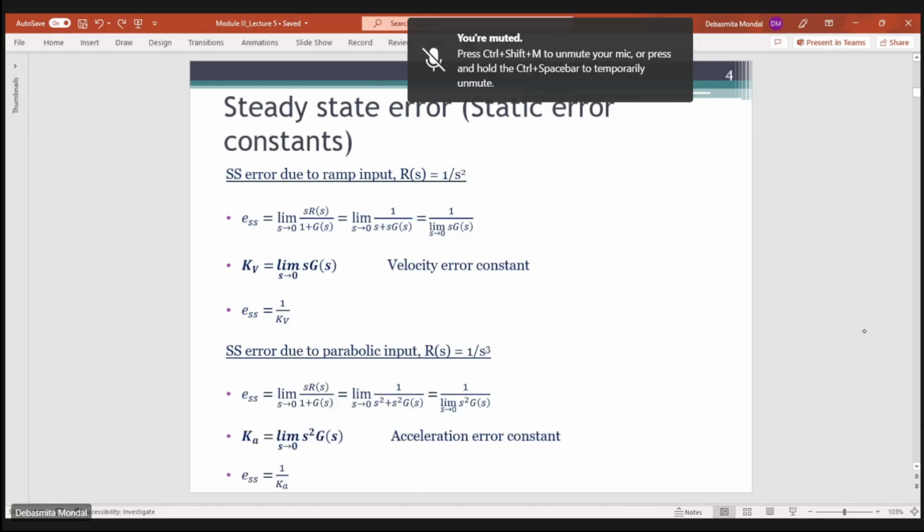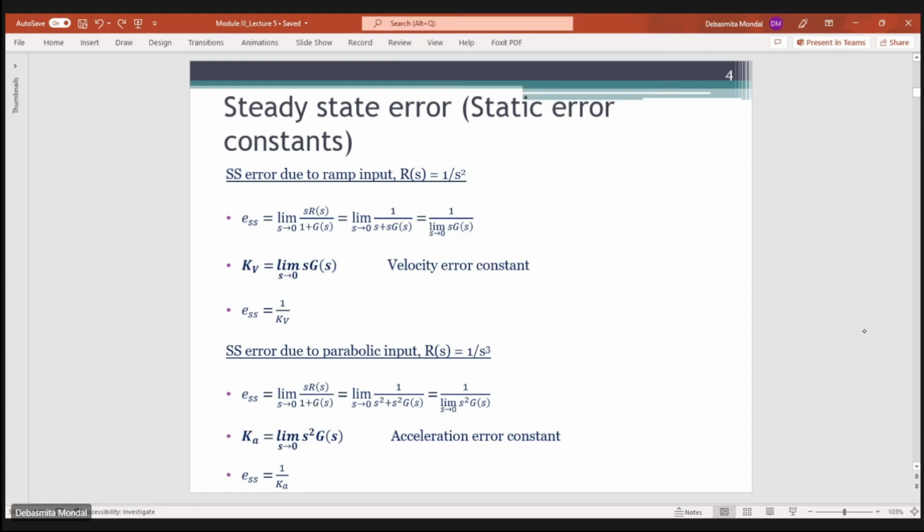Similarly, when you are providing a ramp input to your system, R(s) will be equal to 1/s², and similarly if you write the expression, here R(s) will be substituted by 1/s². One s gets cancelled out and there will be another s in the denominator. So it can be written as limit s tends to 0, 1/(s + sG(s)).